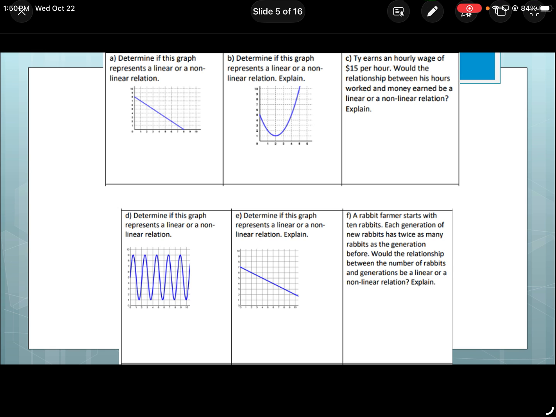Okay, so determine if this graph represents a linear or nonlinear relationship. This is a linear graph, it's a straight line. Determine if this graph represents a linear or nonlinear relationship. It's nonlinear. Why? Because it's not a line. I'm not going to explain it, but that is it.